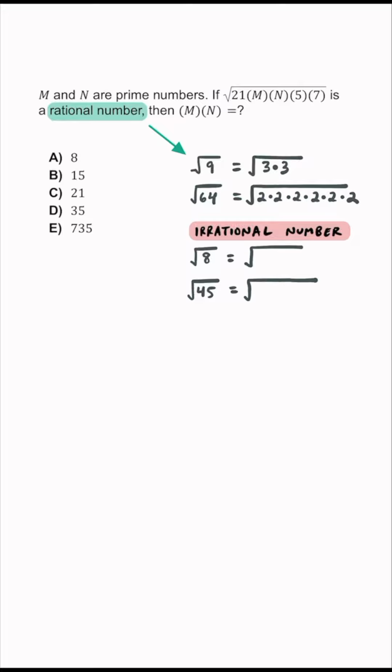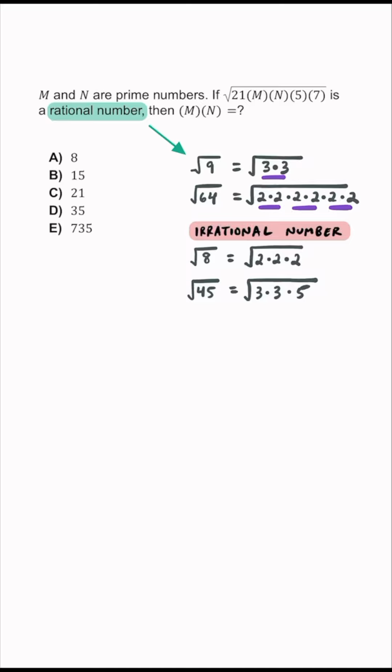For the irrational radicals, this isn't going to happen, and we're going to have an odd number of these primes, and we're not going to have pairs each time. So one of these 2's is going to be left out. Just like this 45, this breaks into 3 times 3, which do pair up, but this 5 doesn't have a partner. So the key here is that we're going to be looking for pairs.